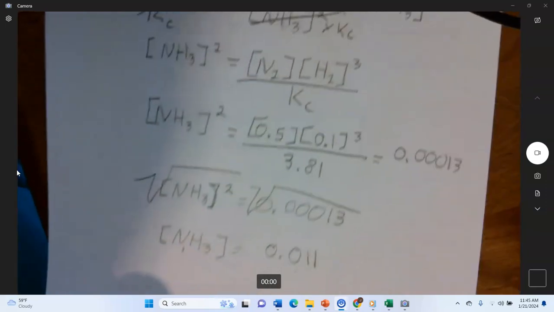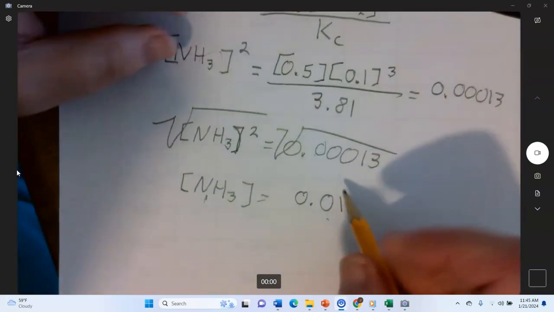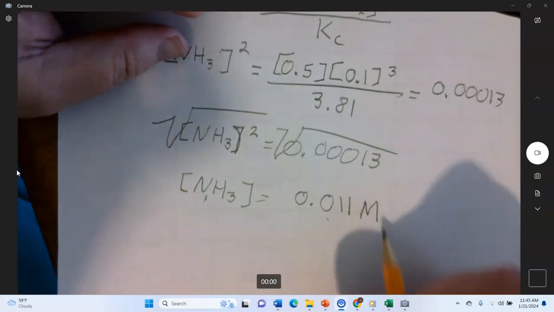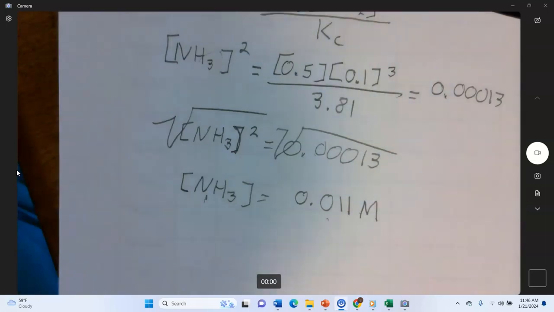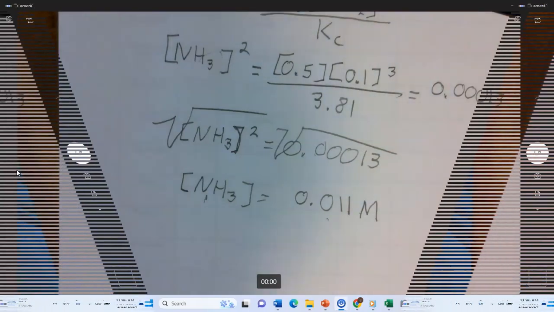Okay, 0.11, what is that number? What are they asking for? The concentration of NH3, so it's molar. Always put the units of measure. Okay, and that's how you do that one. It didn't require a Rice table, really. If you recognize that you were already given two equilibrium concentrations, that's why you use a Rice table, to find out equilibrium concentrations. You didn't need it here.